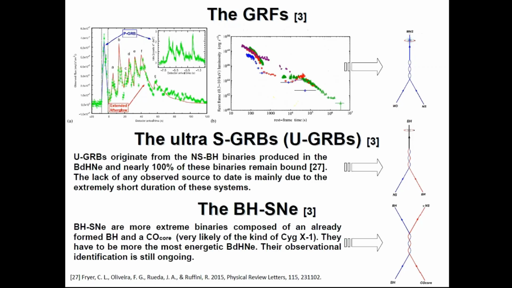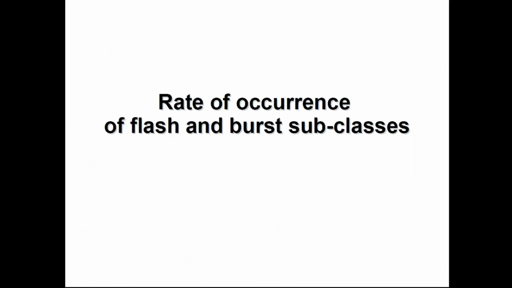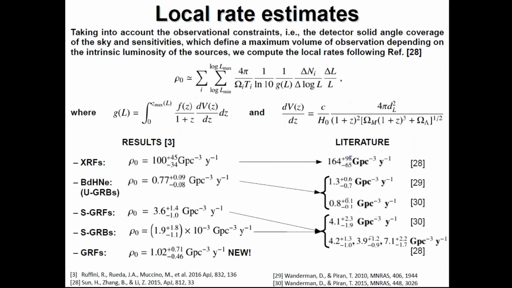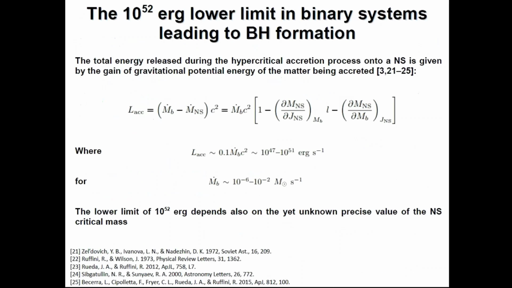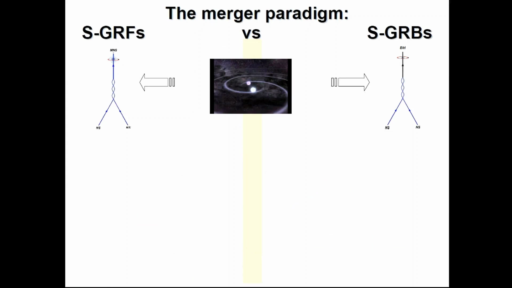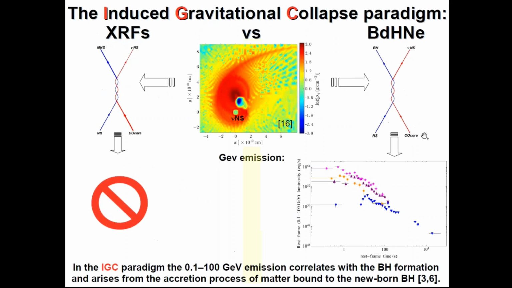Then we have also a theoretical, for the moment, subclass called ultra-short GRBs, and they originate from the neutron star black hole mergers, as you can see here. As you can appreciate from here, this class can very likely arise from the outstates of the binary-driven hypernova, which are called black hole neutron stars.